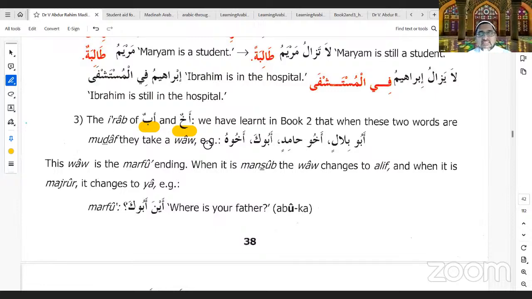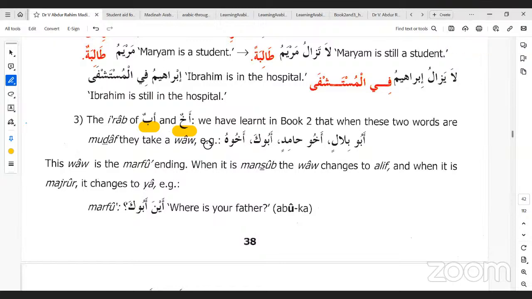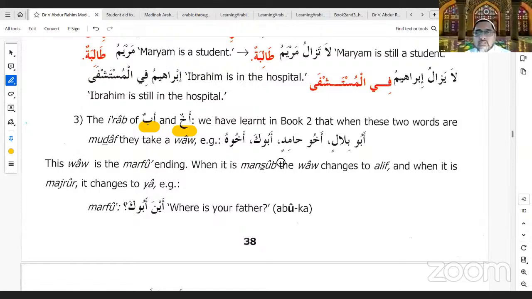When it comes in the state of majroor, what does the alif from mansub change to? Mashallah. The first, marfu', was waw, then mansub was alif, and majroor is ya. Correct. Akhihi or akhika. For example, if I say I passed by your brother, marartu bi akhika. I passed by your brother. So the ya will change.